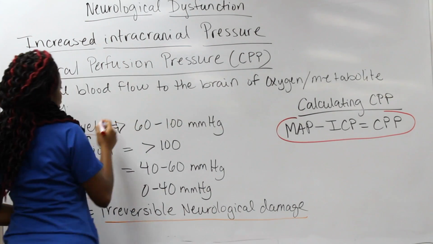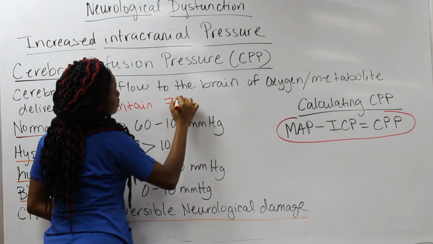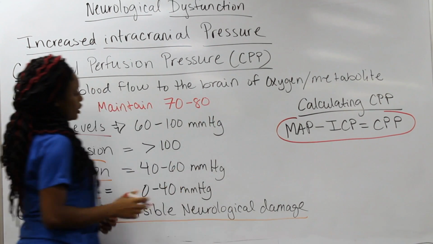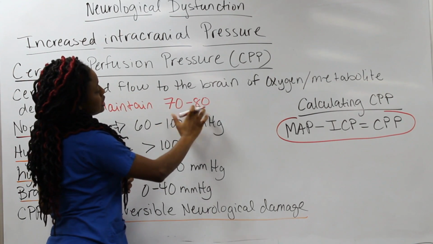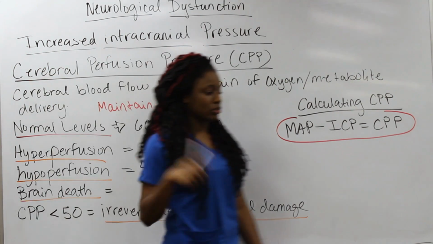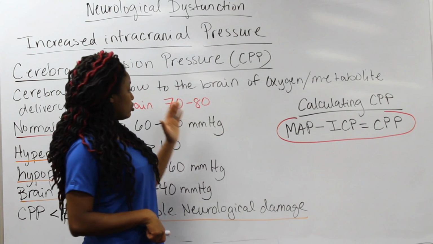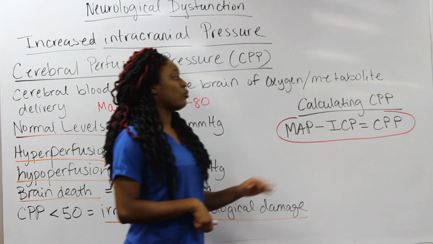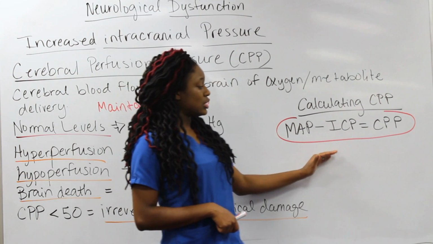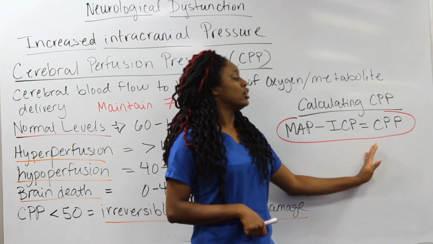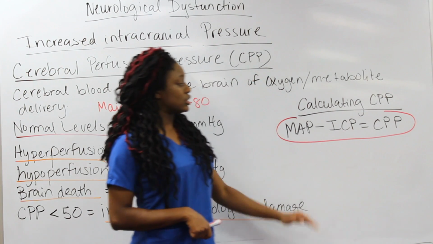So we're going to put here, maintain at least 70 to 80. All right, so even though this is the normal levels, a good maintenance is within 70 to 80. You don't want to be too high, you don't want to be too low. Now, here is how you calculate the CPP, because you may say, where are these numbers coming from? Well, to calculate the CPP, you take the MAP minus the ICP, which is intracranial pressure, and that is going to equal your cerebral perfusion pressure, okay? So this is how you calculate it.